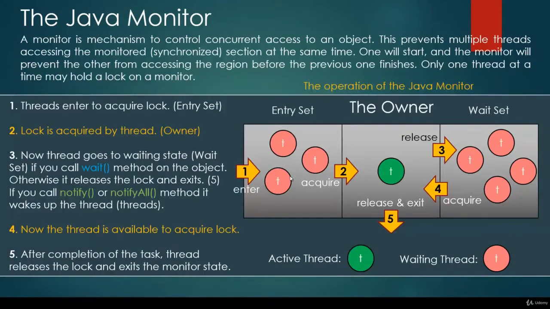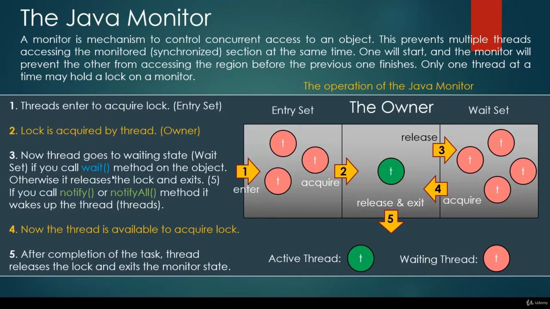Okay, so we have several threads. Threads enter the acquire lock, the so-called entry set. Then the lock is acquired by the thread. In this case, the green thread is the active thread. Then the thread goes to the waiting state if you call the wait method on the object, otherwise it releases the lock and exits. If you call notify or notifyAll, it wakes up the thread or all the threads.